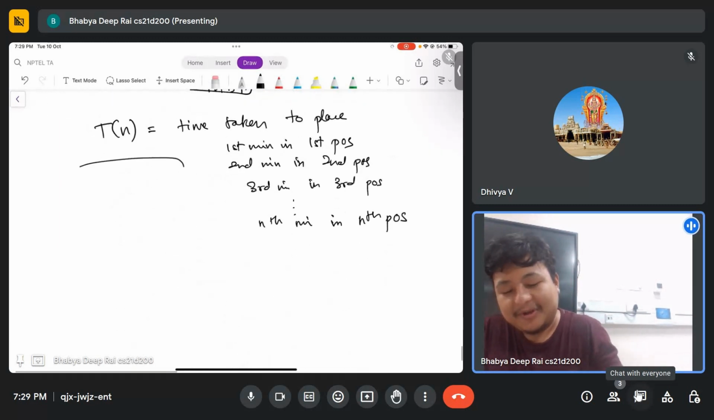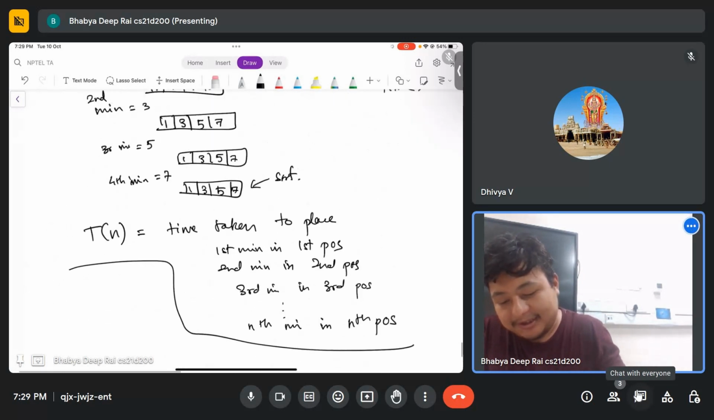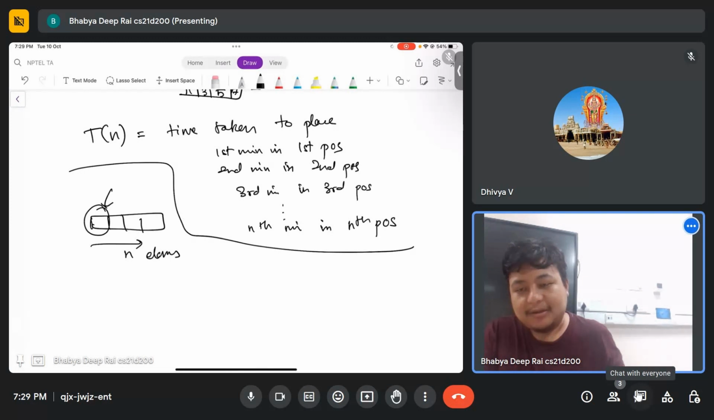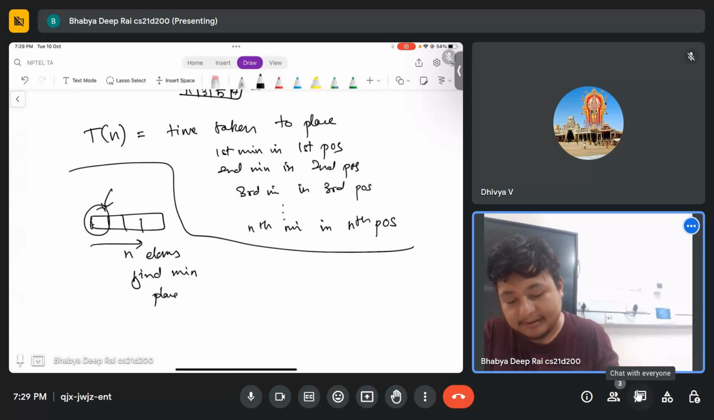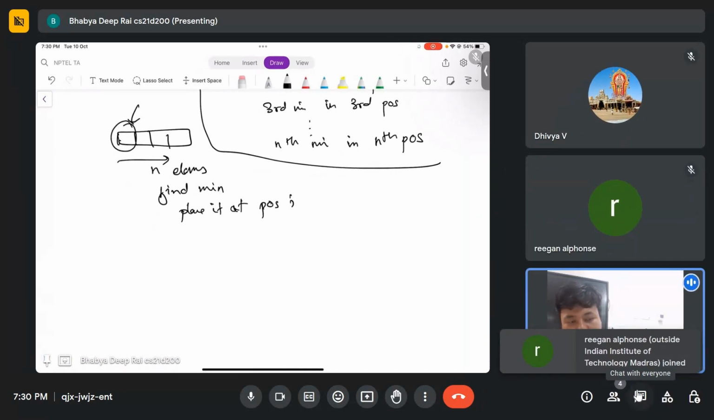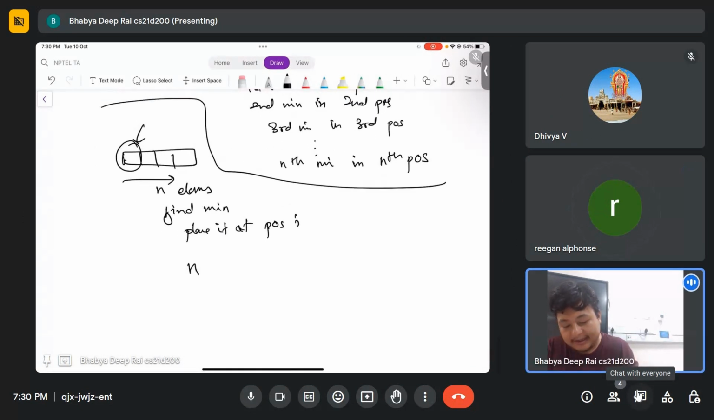Actually, there's a simpler way to analyze this, which does not even require a recurrence. She needs to go through each of the n elements, find the minimum, and place it at the first position, then the second position, and so on. And how much time does it take? It takes n time to go through the elements.